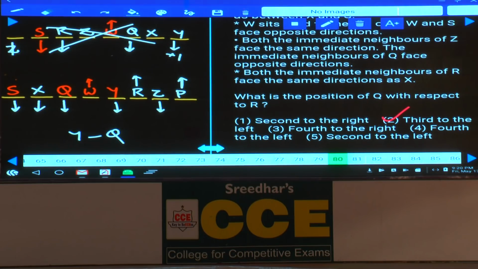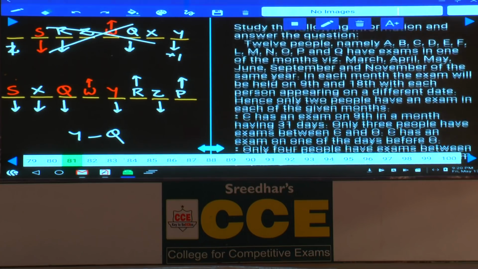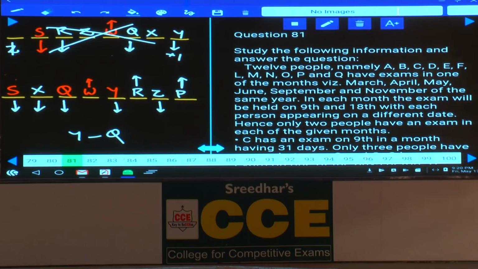Done? Then 81 to 85. Now in questions 81 to 85, 12 people A, B, C, D, E, F, L, M, N, O, P, Q have exams in one of the months. How many months were there? There are 6 months: March, April, May, June, September and November, of the same year. In each month, the exam will be held on 9th and 19th, isn't it?